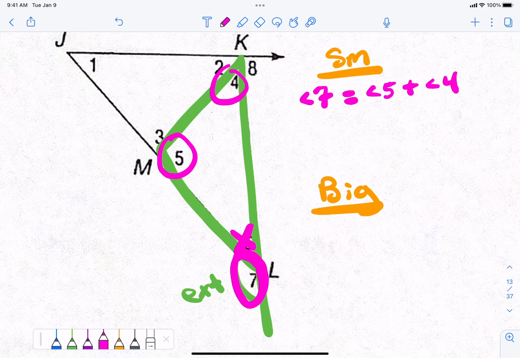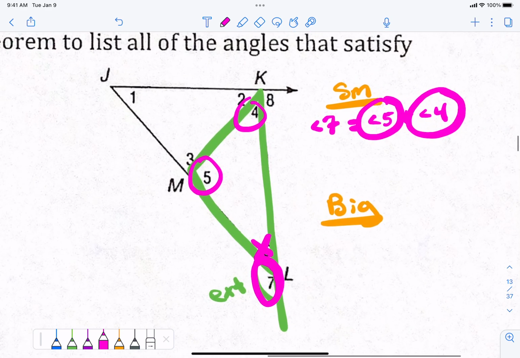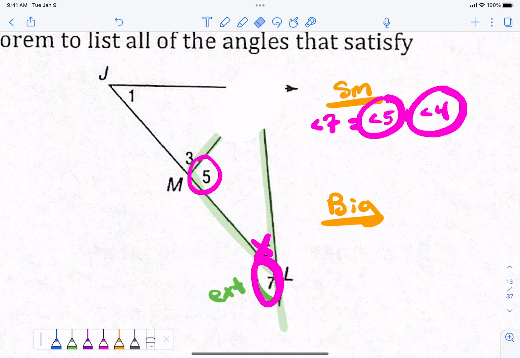Okay, that means that individually, if 5 and 4 have to combine together to make what 7 is, then 5 by itself is less than 7, right? By itself 5 would be less than 7, and by itself 4 would be less than 7, right? You have to add those two together to make up what 7 is. So which angles measure less than angle 7? 4 and 5. We can add those to the list, okay? That's for the small triangle.